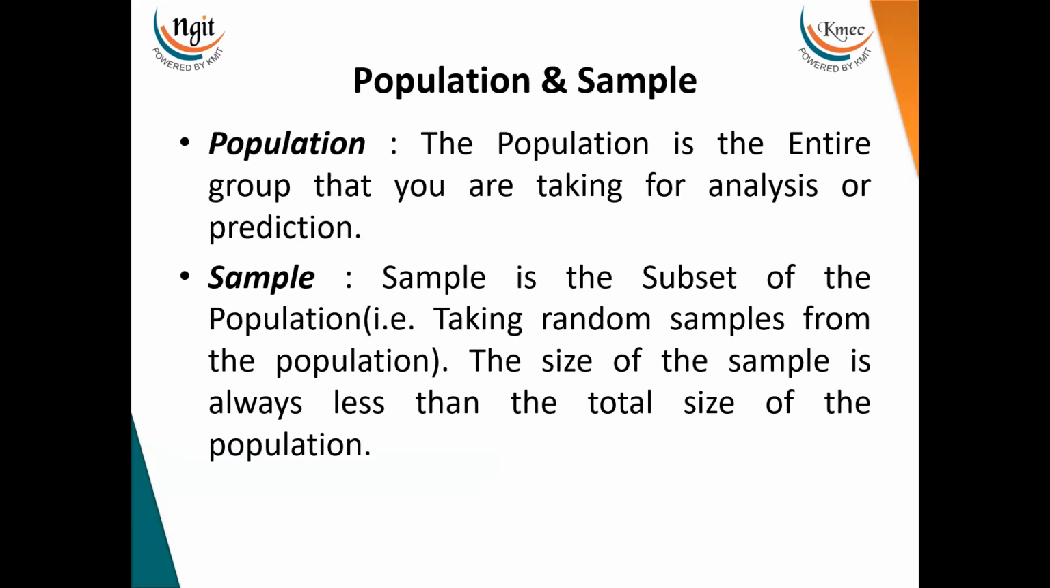Before going to variance and standard deviation, let us discuss what is population and sample. Population is the entire group that you are taking for analysis or prediction. That is the total data set that we are taking. And a sample is a subset of the population, that is, taking some random samples from the population. The size of the sample is always less than the total size of the population.